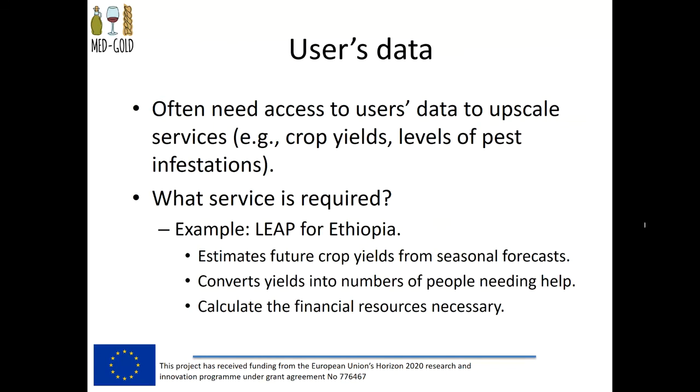So again, if we're going to upscale to perhaps different areas and different types of users, we may actually need data from those users to check the models. If you want to check the yield predictions are correct, or levels of pest infestations, we would probably need the user's own data on that, as a way to check that what we're providing is actually useful and applicable to those locations. I'll ignore the next bit there.